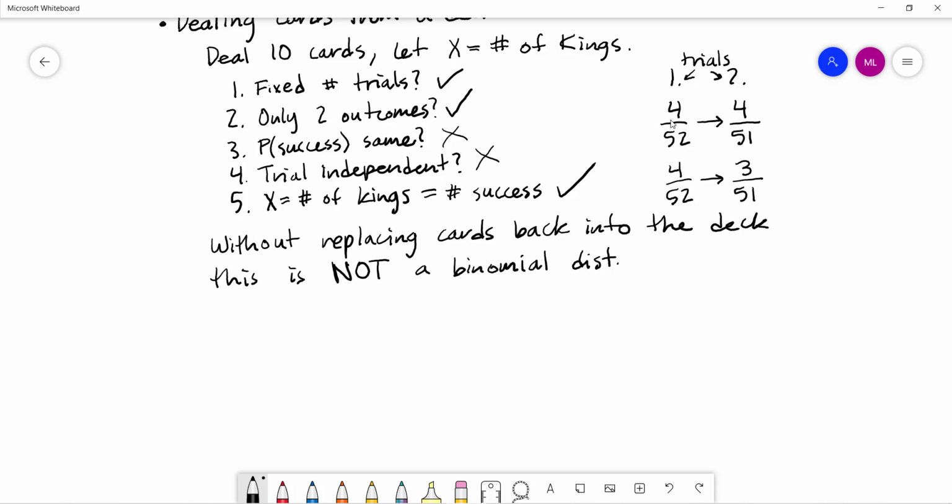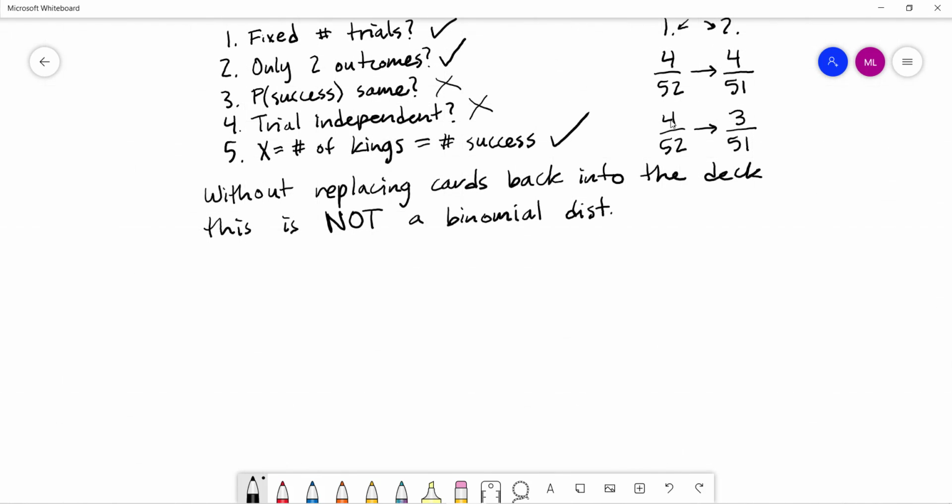So this is an important concept, replacement versus lack of replacement. If you replace a card back into the deck, it is a binomial distribution. If you don't replace the card back into the deck, which is the way that we normally would play cards, then it's not a binomial distribution. So replacement is very important here. It determines whether or not this is going to work. And again, by replacement, all I mean is after each trial, does whatever was just drawn go back into the pool of possible things that could be drawn again?